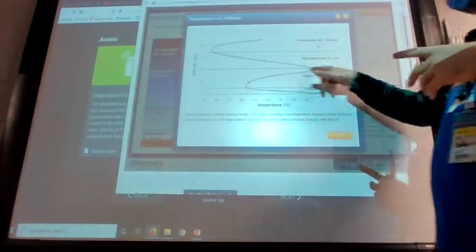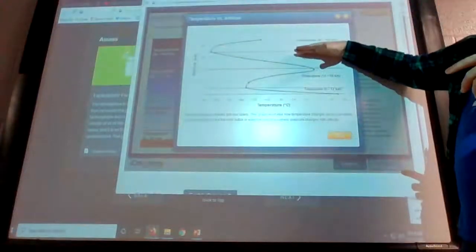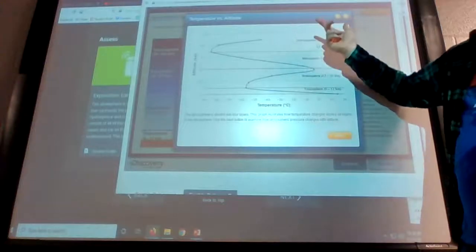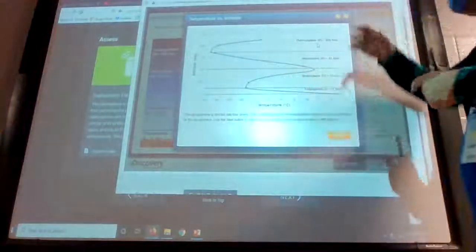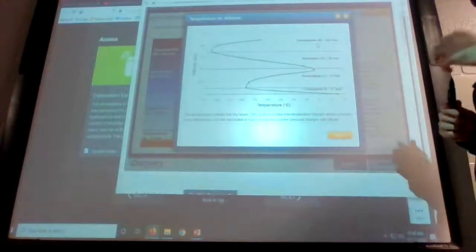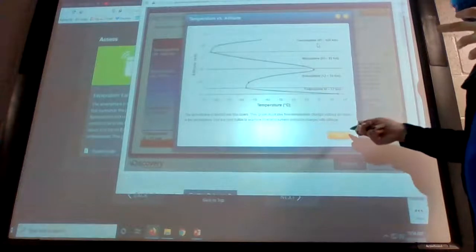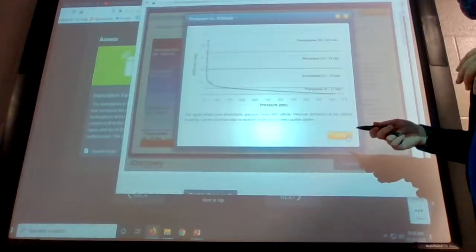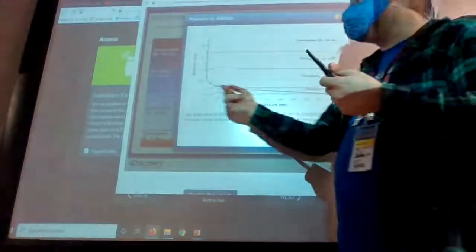Then you get to the mesosphere, and it cools back down again. Then you get to the thermosphere, which thermo means heat. So as you go up through the thermosphere, it heats back up again. Above the thermosphere is the exosphere, which is the boundary between the atmosphere and space, the very edge of space. And this is the pressure. The pressure just goes down and stays down because you don't have very much atmosphere above you.